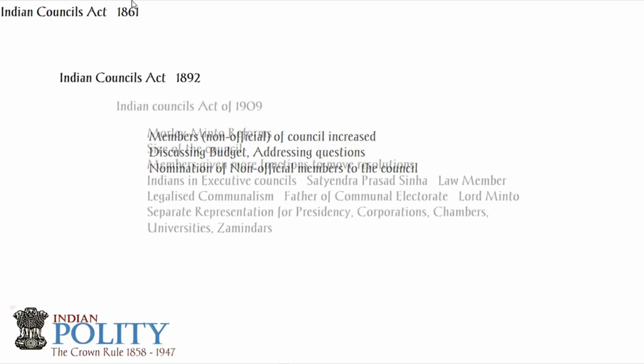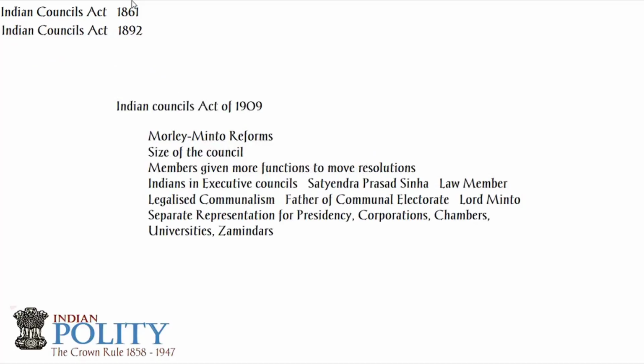The Indian Councils Act of 1909, which is also known as the Morley-Minto Reforms. Lord Morley was then the Secretary of State and Lord Minto the Viceroy. This act postulated the following. The size of the council was increased, in the central council from 16 members to 60, and in the provincial councils it was not uniform. The central council retained the official majority, whereas the provincial councils had no official majority.